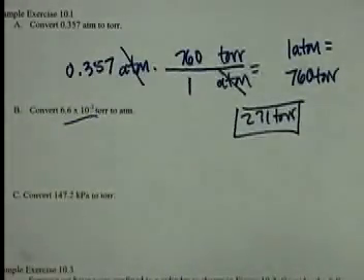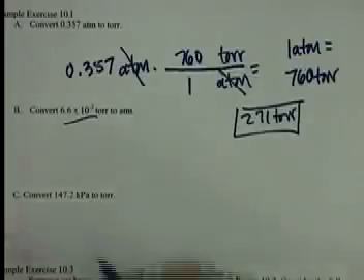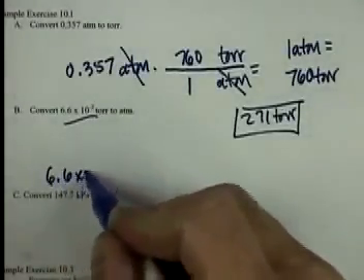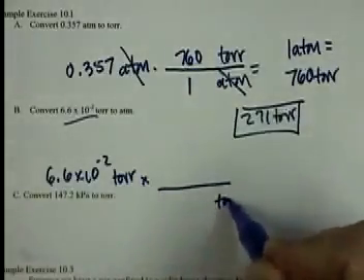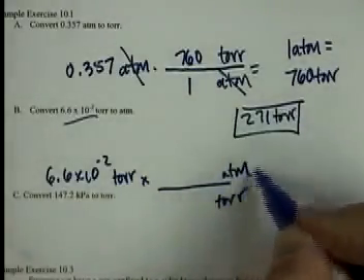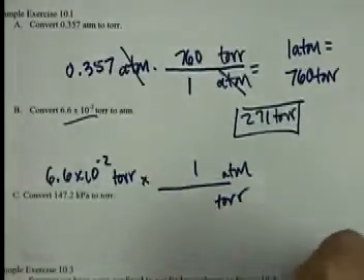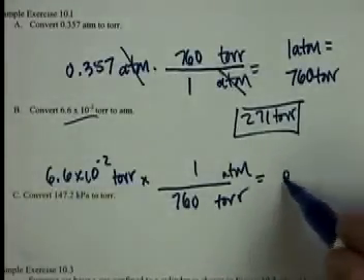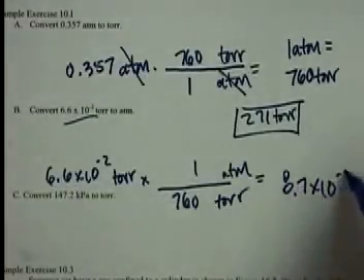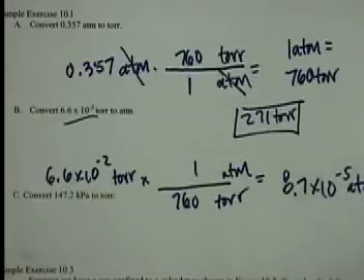Second example is torr to atmosphere, which is just the opposite of what we did. Take the 6.6 times 10 to the negative 2 torr. Put torr in a position where it's going to cancel this time and put atmospheres as your new set of units. In 1 atmosphere, there's 760 torr. And doing the division on your calculator, you should end up with 8.7 times 10 to the negative 5th atm.